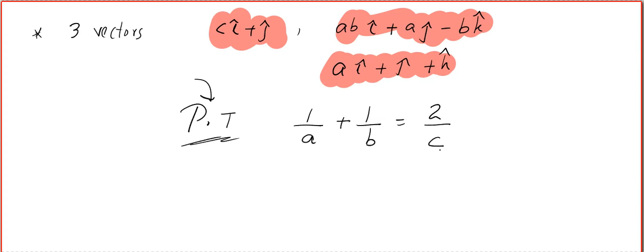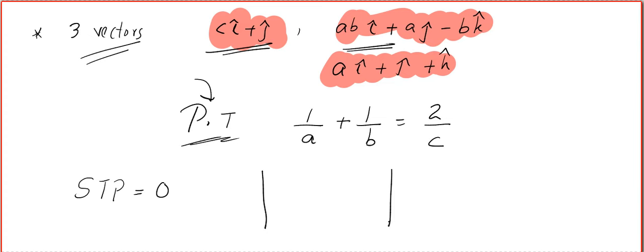Come on, this time you have to tell me. What will you do whenever they give you questions related to coplanar? Very simple. Three vectors are coplanar, so what will be the STP? 0. So you can start like this. Since the given three vectors are coplanar, their STP will be equal to how much? 0. Now, the vectors are given in component form, so how do you find the STP? Determinant. And that will be the determinant with first row C, 1, 0. Second row AB, A and minus B. Third row A, 1, 1, equal to 0.